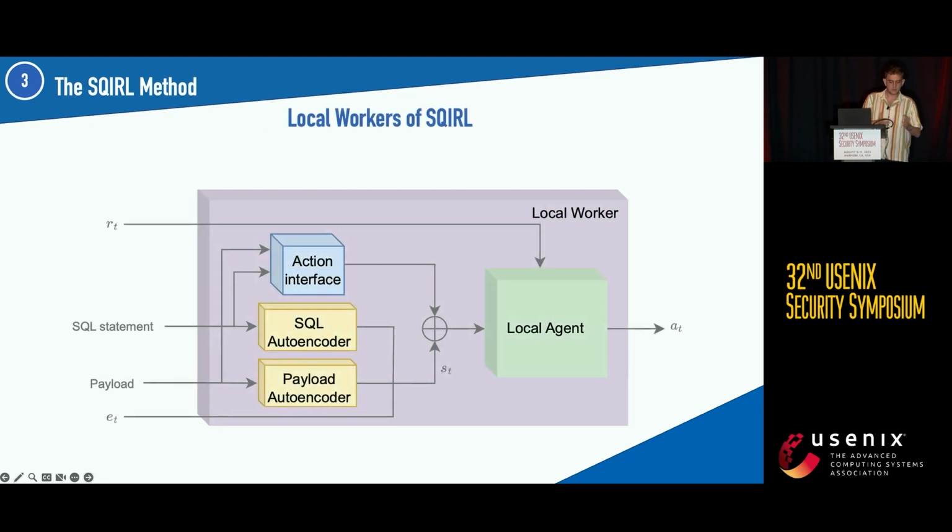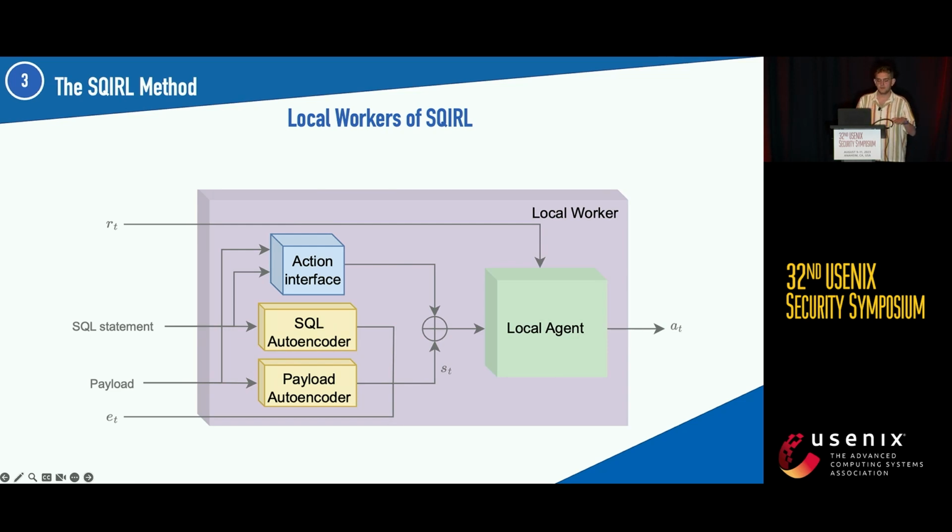So our agent architecture is based on the deep reinforcement learning deep Q network, which usually off the shelf will take in a fixed length input and a fixed length output. There's a bit of a problem here based on how we've set up the problem, because SQL statements and payloads are strings and they are of non-fixed length. So what we do to get around this is we define two autoencoders to create an embedding representation, like a float vector, for each of the SQL statements and the payloads.